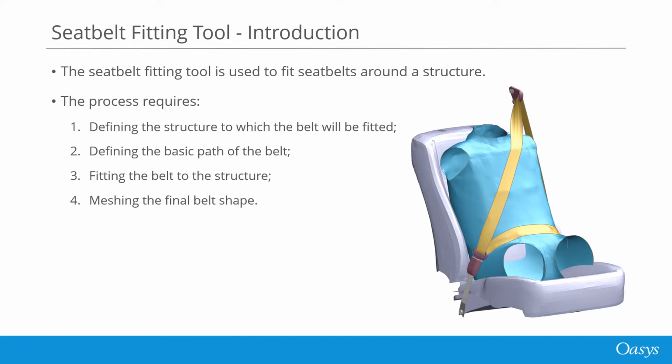In brief, the process requires 4 steps. Firstly, to define the structural entities to which the belt will be fitted. Then a set of basic path points need to be defined. The third step is to fit the belt around the structure, creating a tight and well-fitted belt. And lastly, the meshing of the fitted belt. This 4-step process is the standard workflow of the seatbelt fitting tool in Primer.